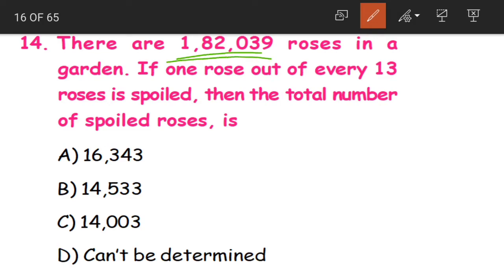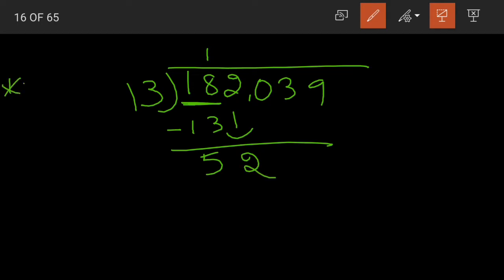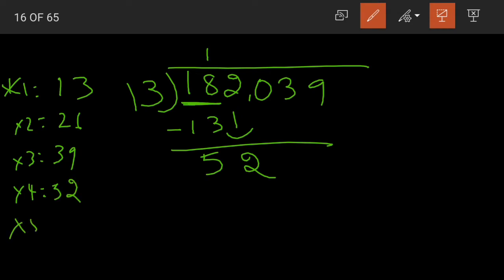Now how can we divide this 1,82,039 into groups of 13? Division, yes or no, children? Yes, so 1,82,039 divided by 13. 18 is to be taken. 13 ones are 13. When we subtract, 5, 2. Let us write the table first. 13 ones are 13. 13 twos are 26. 13 threes are 39. 13 fours are 52. 13 fives are 65. 13 sixes are 78. Okay.